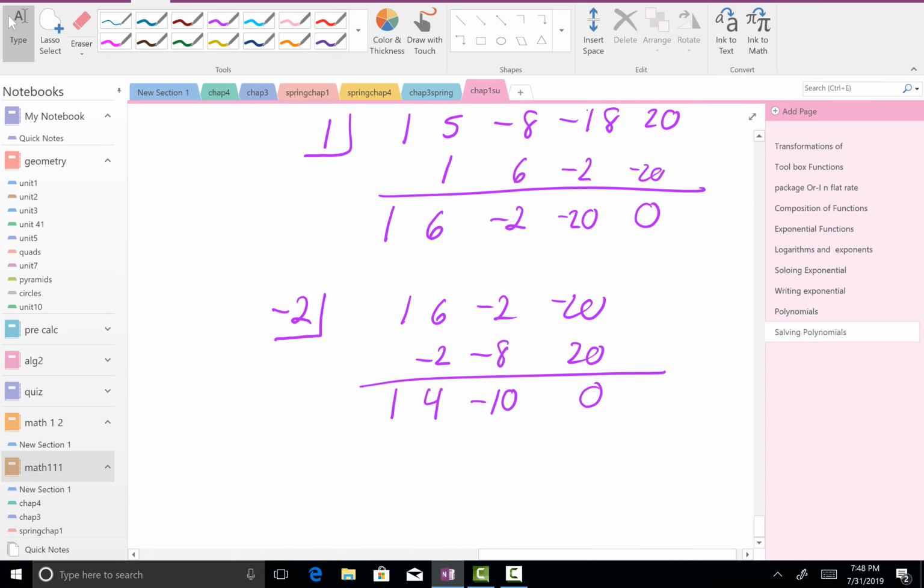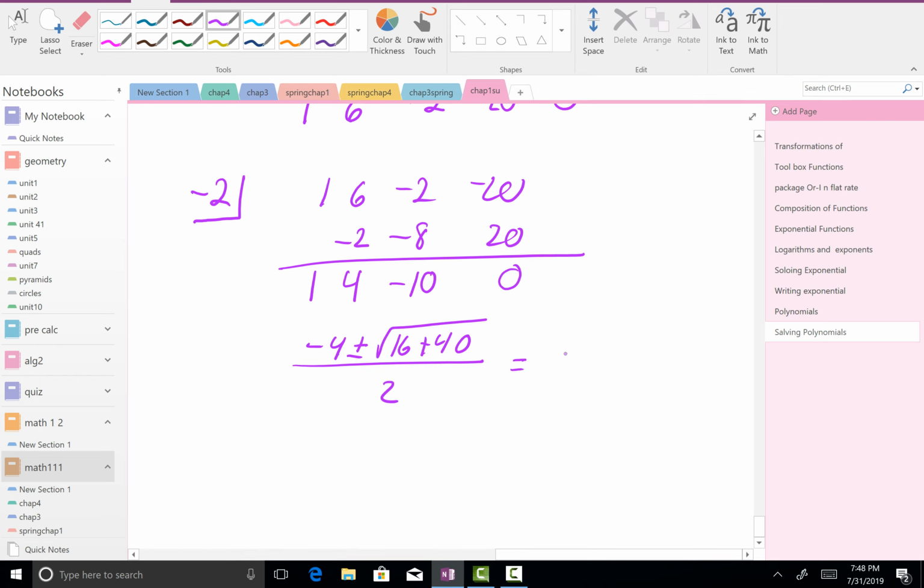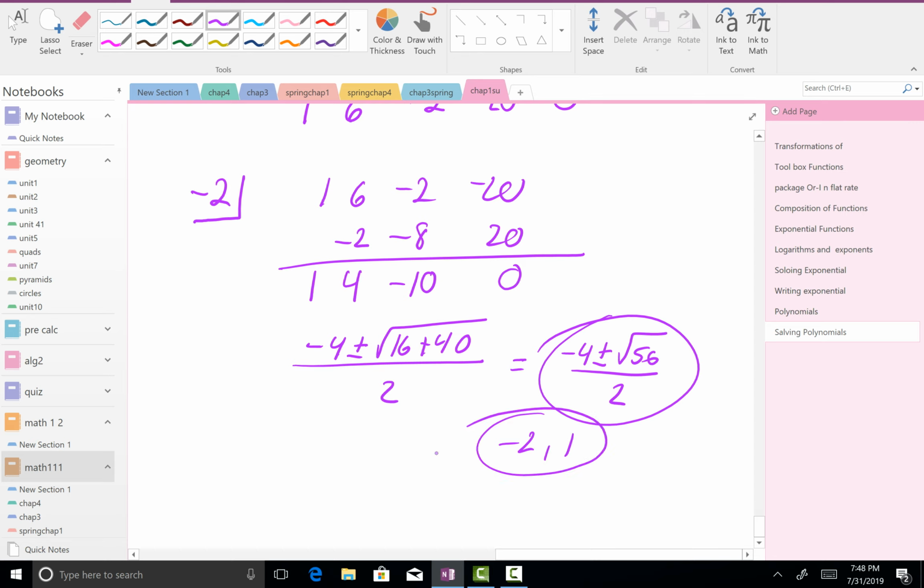The other ones are probably some decimal. So we need a better approximation. We need an exact answer. Okay, here we go. Quadratic formula. Negative 4 plus or minus square root of 16 minus 4, I'm just going to make this a plus 40, simplify it a little bit, because you guys know that, plus or minus square root 56 over 2. Okay, so there's 2, and then my other 2, negative 2 and 1. 1, 2, 3, 4. Just as we would suspect.